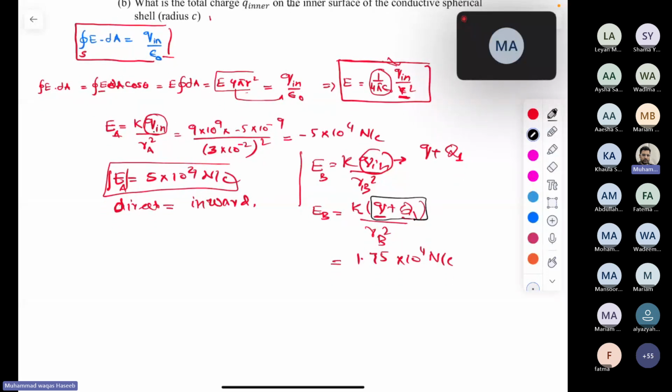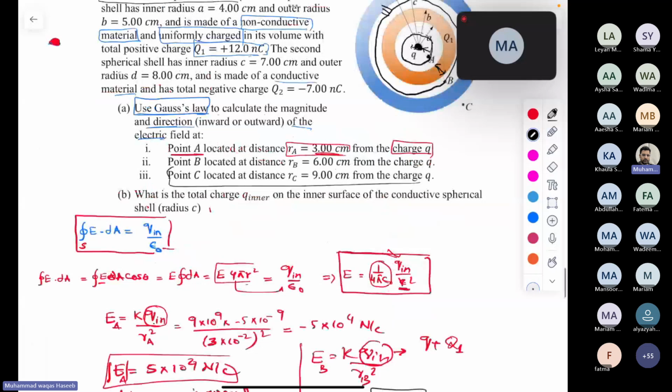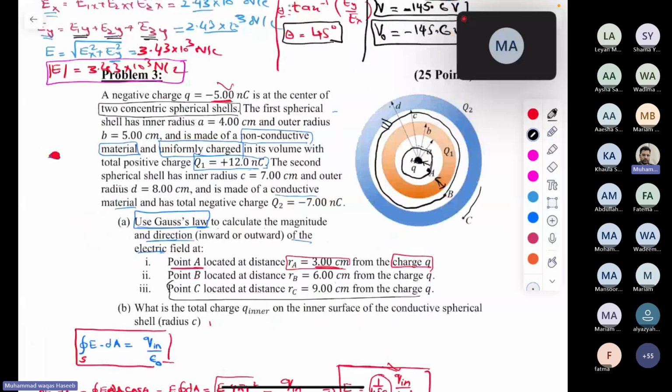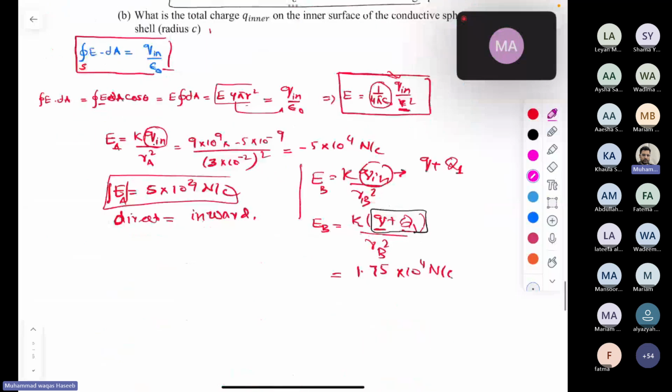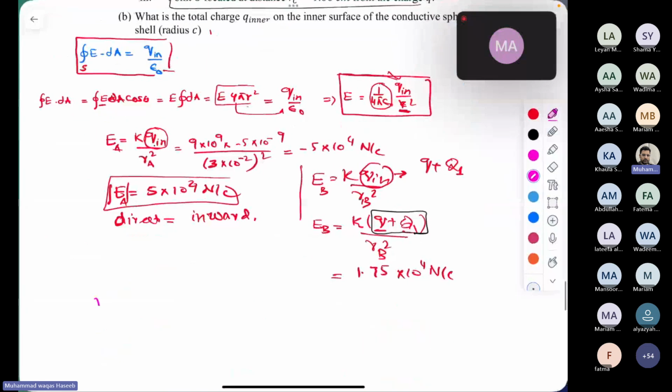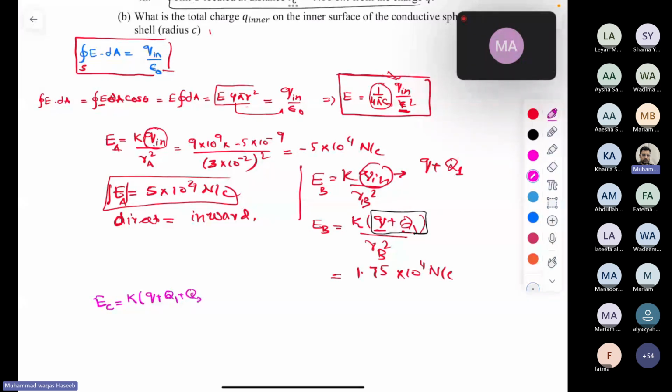Then at point C, you draw a Gaussian surface over here. Now this C contains this charge Q2, this charge Q1, and this charge Q. So your electric field EC will be K times Q plus Q1 plus Q2 over R squared.